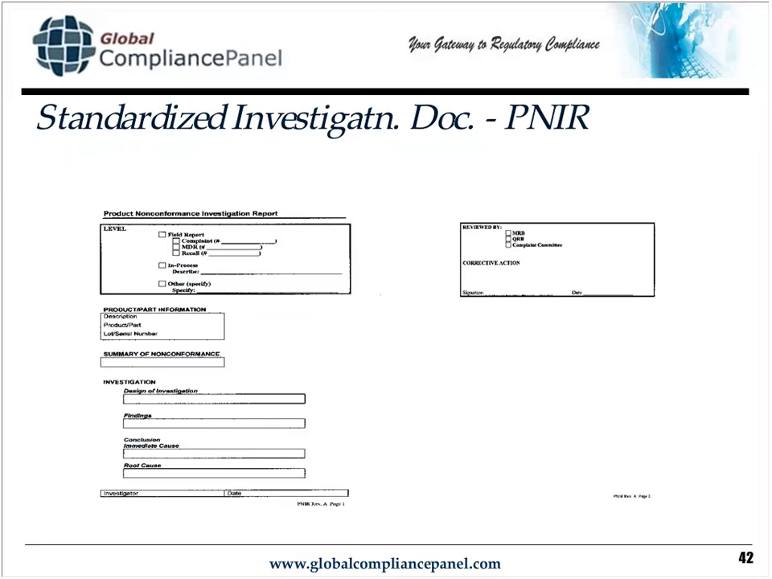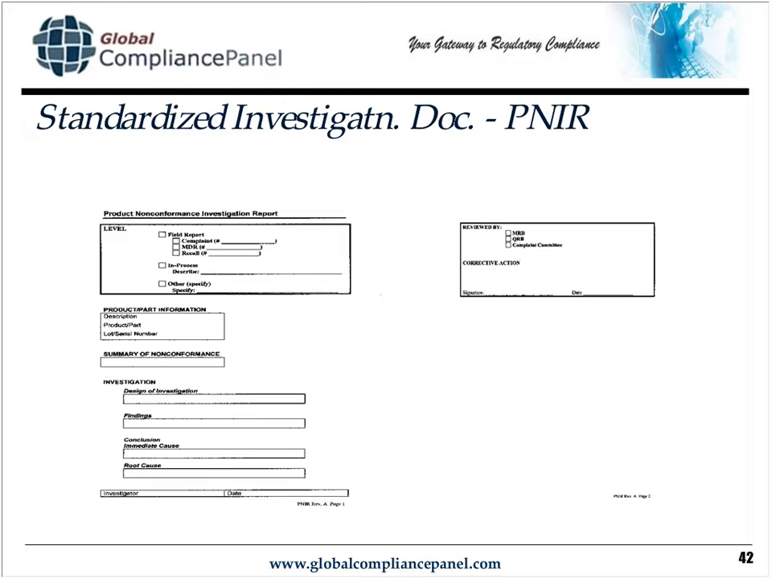This is an admittedly small version of a product nonconformance investigation report. And as you can see, the first section is the header, and it talks about the origin of the nonconformance. Is it a particular complaint number, maybe, or a field report? Is it in process, or is it other? I always like to have other on forms.